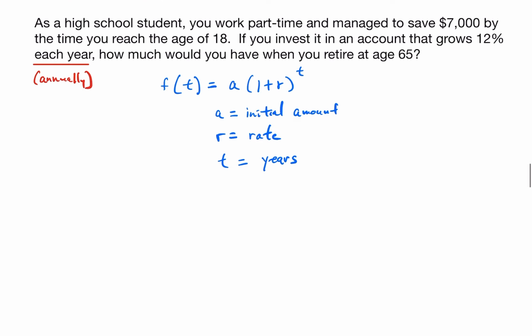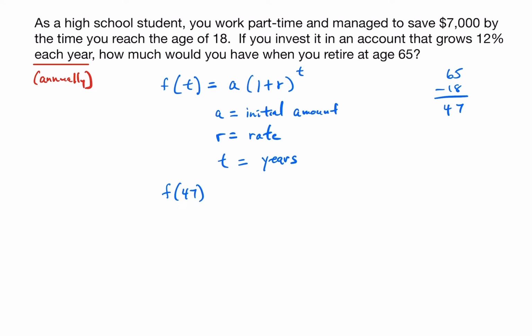All right, so let's go ahead and plug in our numbers, okay? So we're talking about f of t. We want to know what happens, or how much you will have at the age of 65, okay? So the age of 65 means, from the period of 18 years, 65 minus 18 is 47 years, okay? So what we're solving for essentially is what happens after 47 years.